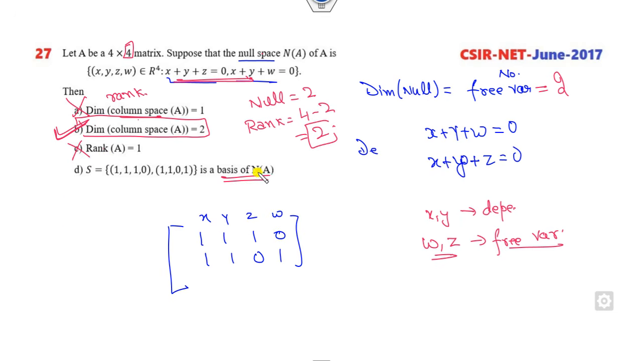Is it the basis? When will it be the basis? If it is satisfied here, check whether it is satisfied. No. So the right answer is only B, because this is the basis of them, it must satisfy this condition.